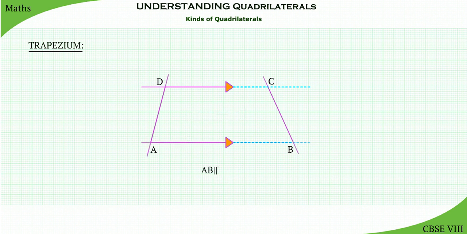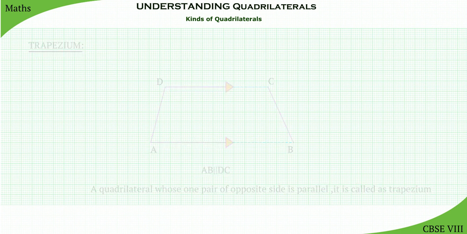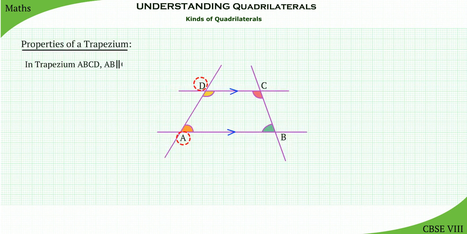AB is parallel to DC. In a quadrilateral, if a pair of opposite sides are parallel, it is called a trapezium. We know that AD is a transversal. AB is parallel to DC. Angle ADC and angle BAD are pair of co-interior angles. What should be the sum of co-interior angles? 180 degrees. Therefore, angle A plus angle D is equal to 180 degrees.